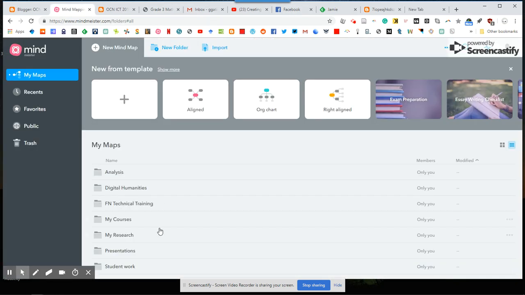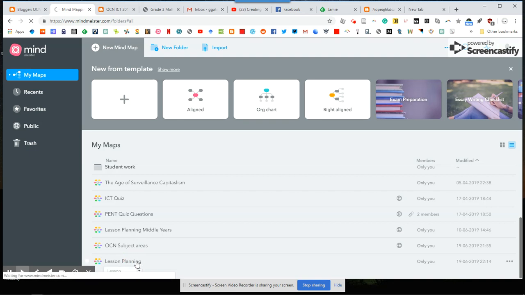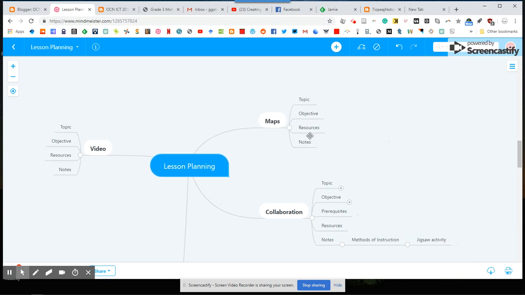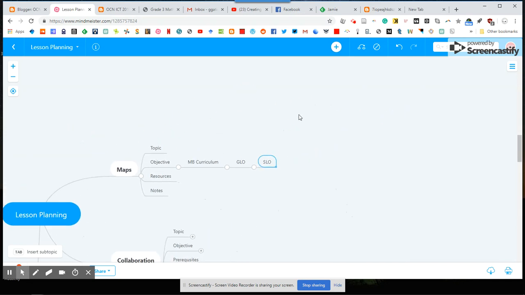So if you go back to your map now, find your lesson planning map and open the specific place where you're going to put it. I'm going to put this as something for maps, if I'm going to use this for teaching grade 3 maps. So this will be the Manitoba curriculum. I could have put the general learning objective first, GLO, and then talked about the SLO. And now how I record this, there's a few different ways of doing this. I can position this out of the way a little bit.